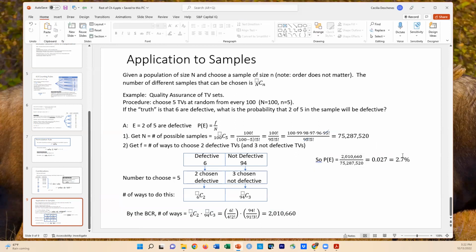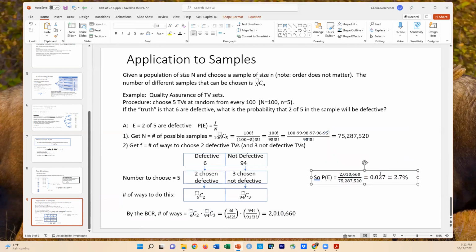So the number of ways that we'll get exactly 2 defective TVs, let me restate that. The probability of getting exactly 2 out of the 5 that we sample as being defective is 2.7% probability. Okay, and that wraps it up for chapter 4.